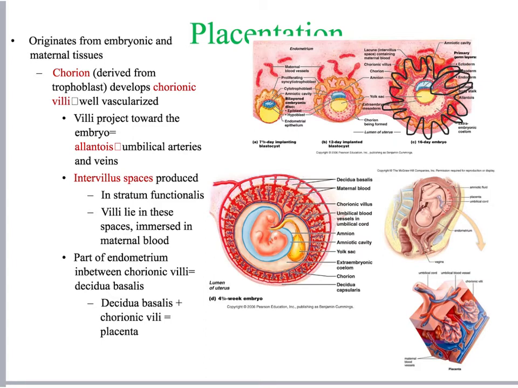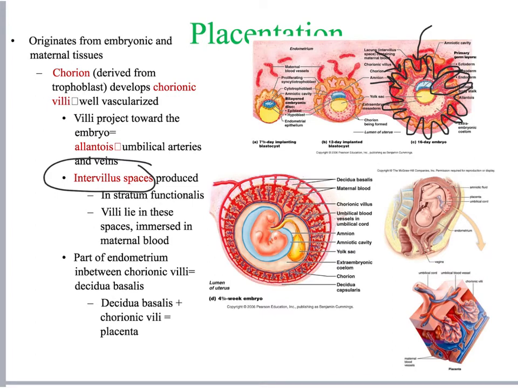Now, in between these chorionic villi are the spaces of the mother's endometrium, and we call these intervillous spaces. Remember, these are endometrium, and they're in the stratum functionalis. The villi of the developing embryo, of the chorion, lie in these spaces, immersed in maternal blood. So the part of the endometrium in between the chorionic villi we call the decidua basalis. And if we really are being accurate, it's the decidua basalis plus the chorionic villi that make up the placenta.